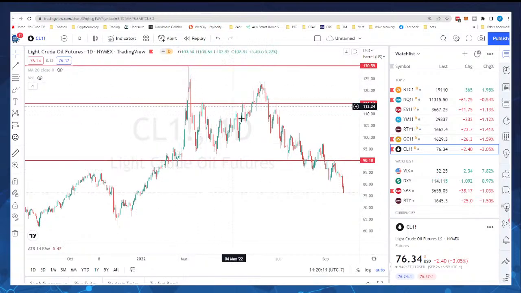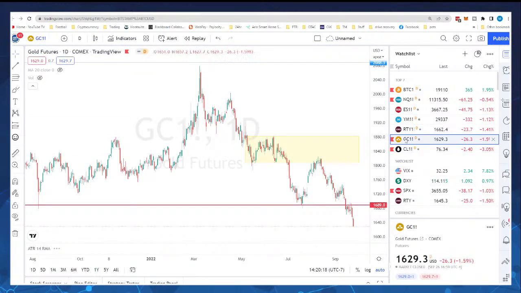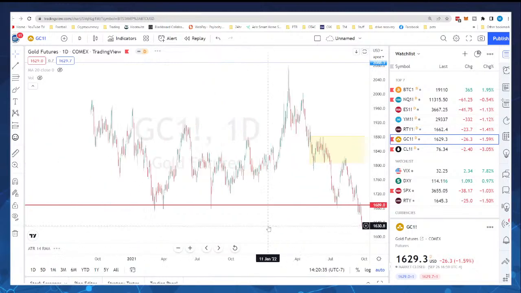So there's your crude oil chart for the day, down 3.05%. Ugly. Gold is down 1.59%. A couple weeks ago, even though I am long gold and I'm selling calls against it because I'm okay to hold gold long term, we talked about the probability being higher that gold is going to go down. Why? Well, the trend is down, it broke down below support, and the dollar is surging. My guess is that's going to continue.